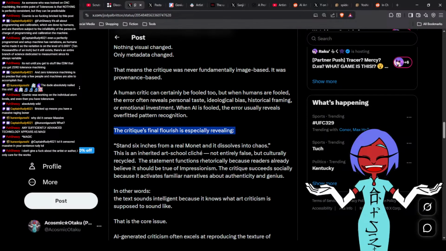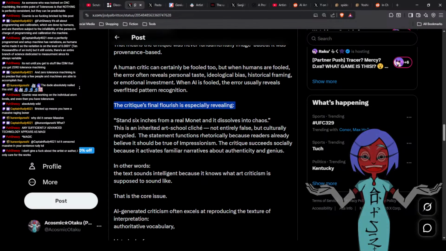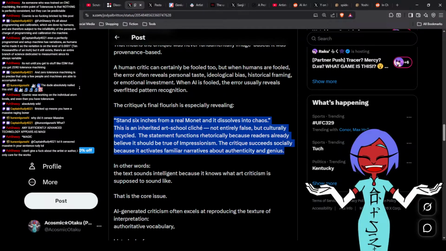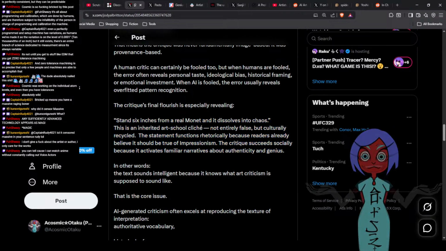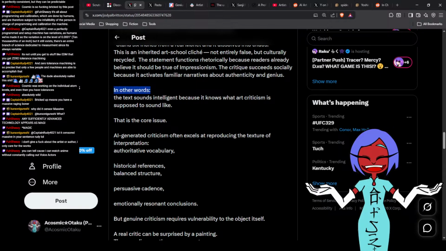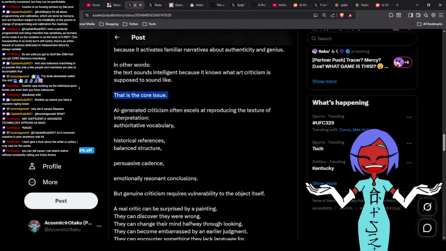The critique's final flourish is especially revealing. "Stands 6 inches from a real Monet and it dissolves into chaos." This is an inherited art school cliche, not entirely false, but culturally recycled. The statement functions rhetorically because readers already believe it should be true of Impressionism. The critique succeeds socially because it activates familiar narratives about authenticity and genius. In other words, the text sounds intelligent because it knows what art criticism is supposed to sound like. That is the core issue.